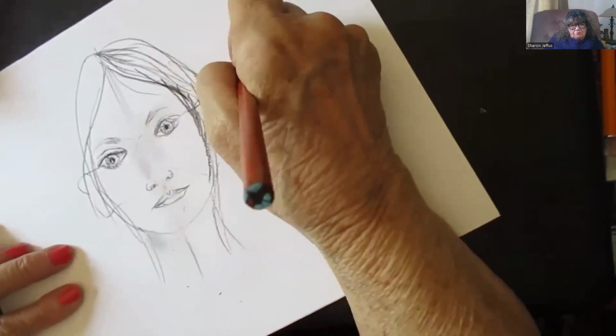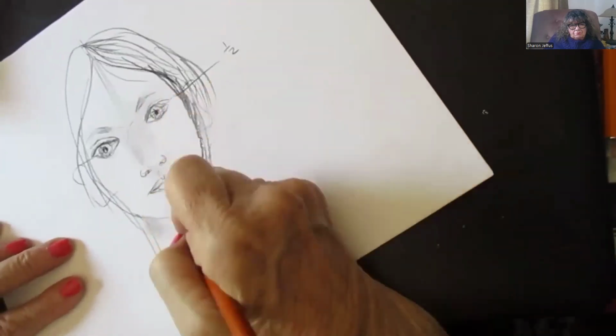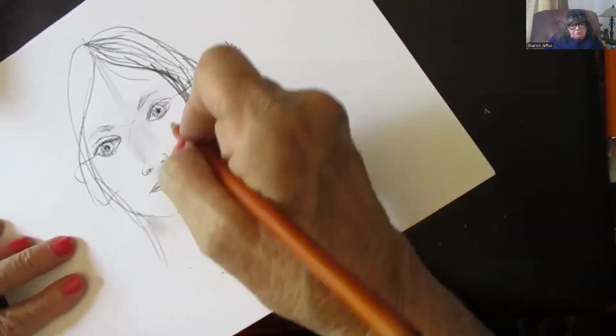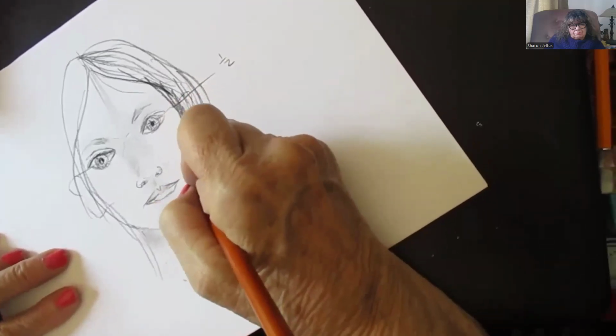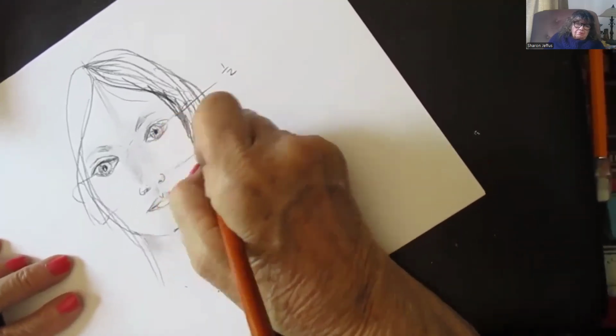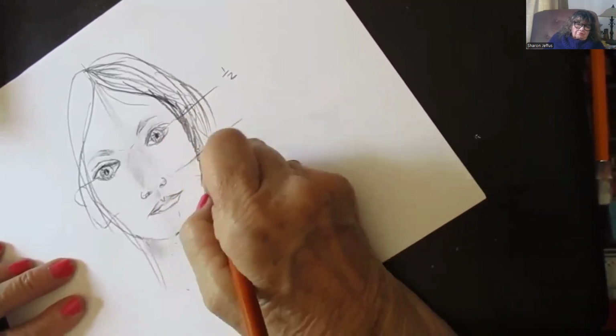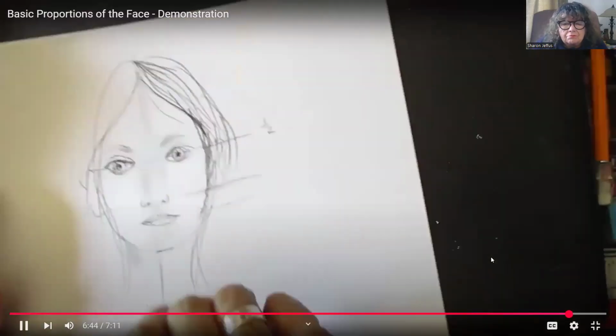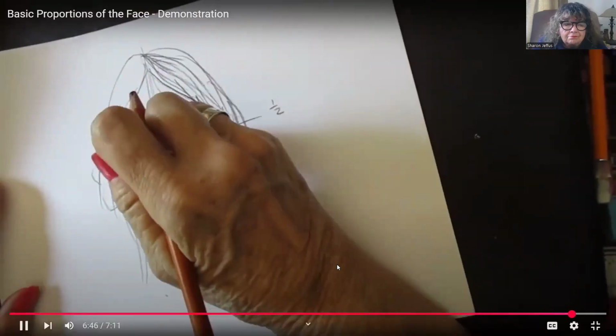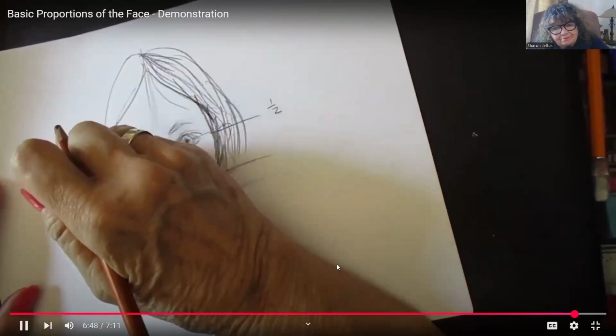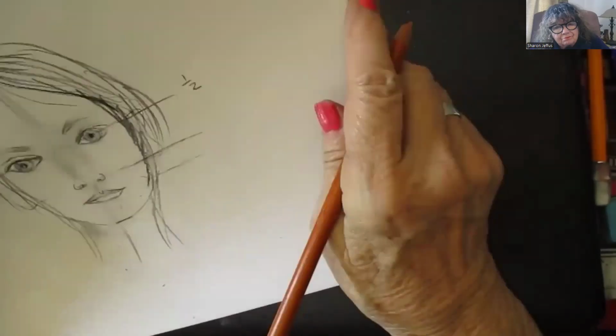Remember, halfway down, between the chin and the eye line, we have the nose, and we come about a third of the way, we have the mouth. And these are pretty standard for whoever, whatever, whenever, so to speak. This is the classic proportions of the face.